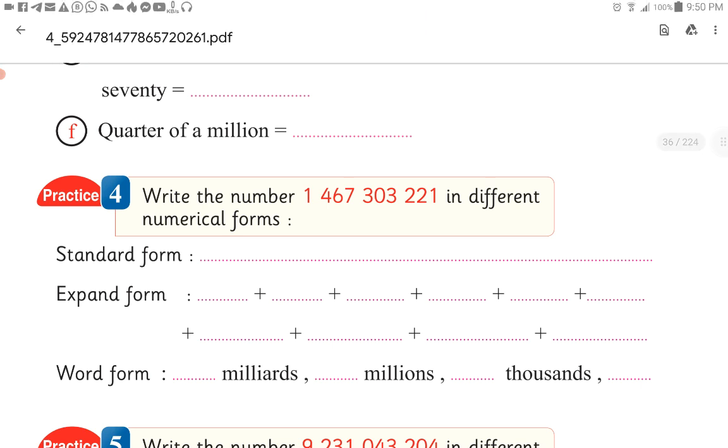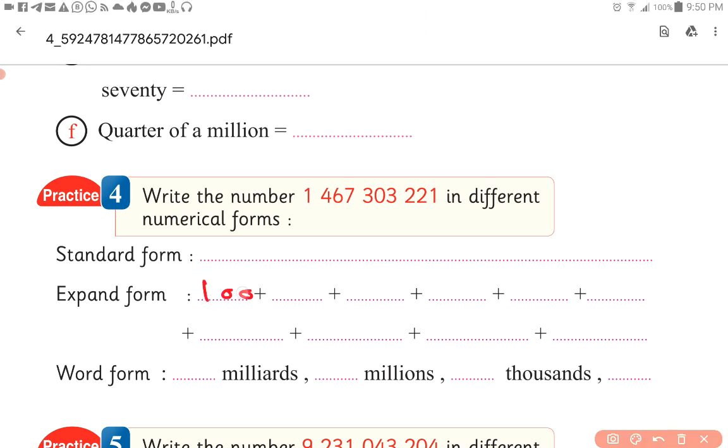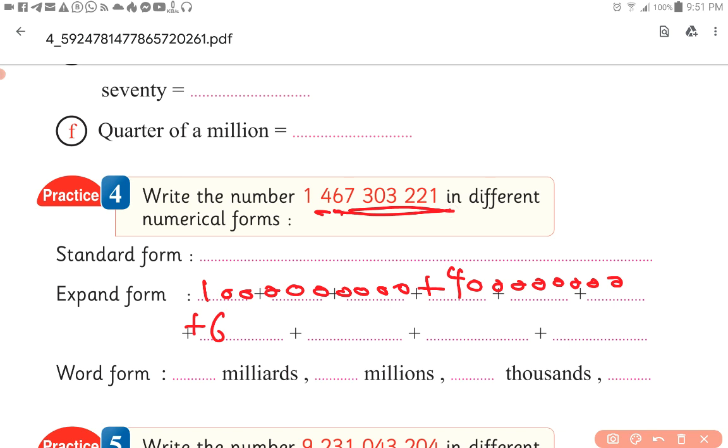Then to write it in expanded form, start by milliard, 1 and put 9 zeros: 1, 2, 3, 4, 5, 6, 7, 8, 9. Plus then 4 in 100 million, so 4 and before it how many digits? We count them, you'll find 8, so 1 2 3 4 5 6 7 8. Then add 6. How many digits before 6? 7, so 1 2 3 4 5 6 7. Then after 6, 3. Count the number of digits before it: 5. 1 2 3 4 5.